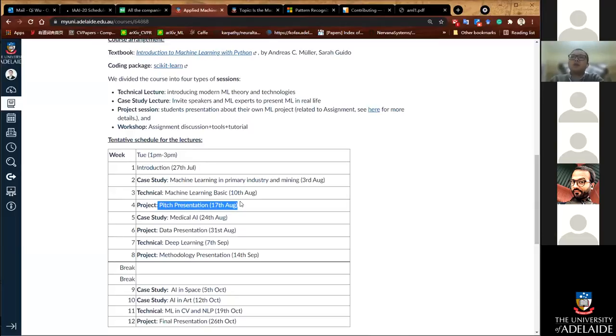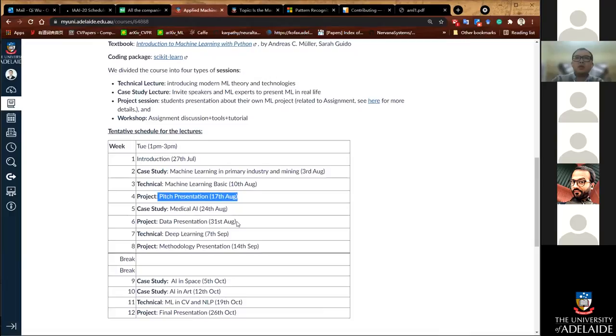Or there are some problems where machine learning tools have been designed to solve them, but they miss this point. I found this gap, and I want to find some algorithm to solve this problem. That's a pitch presentation. You can use a 3-minute presentation to tell us what problem you want to study in the next few weeks. So that's the first project session.